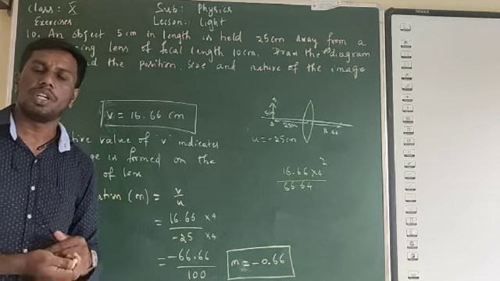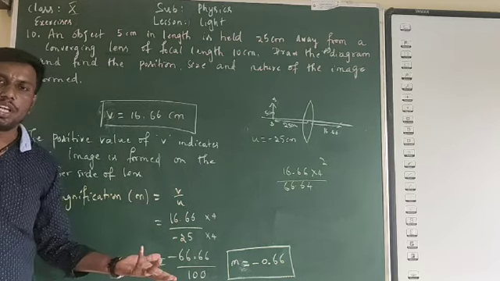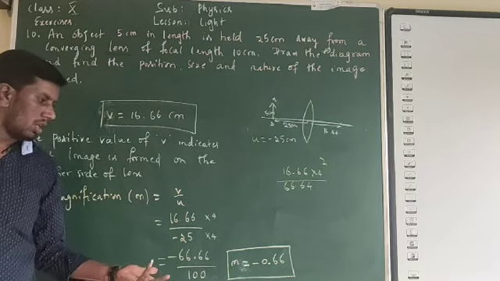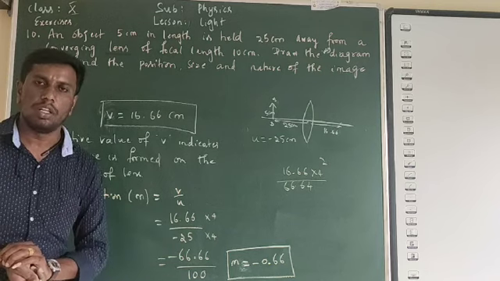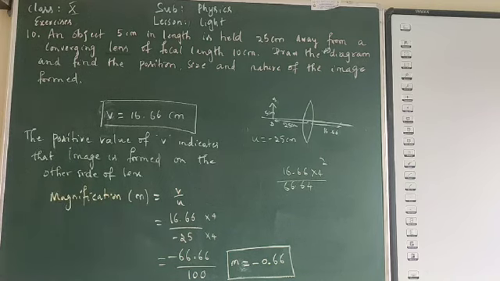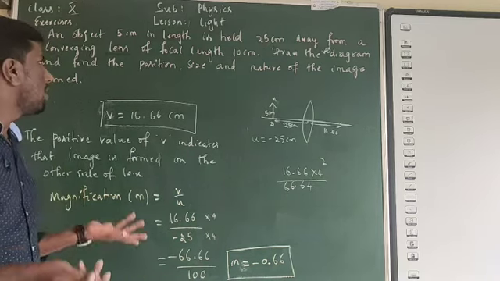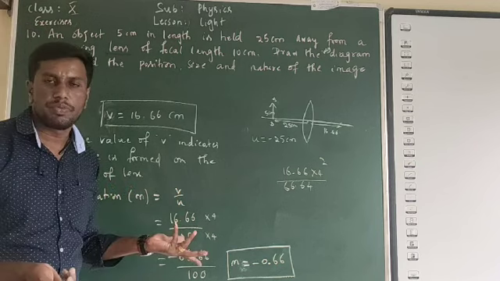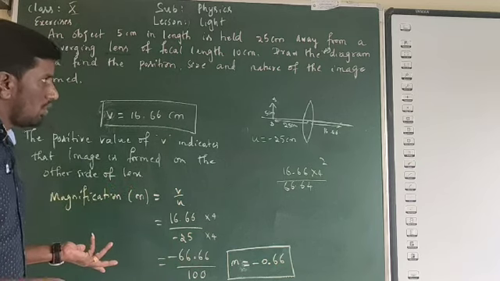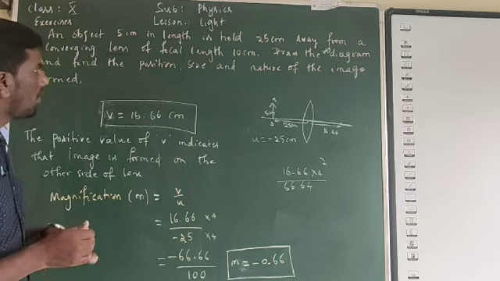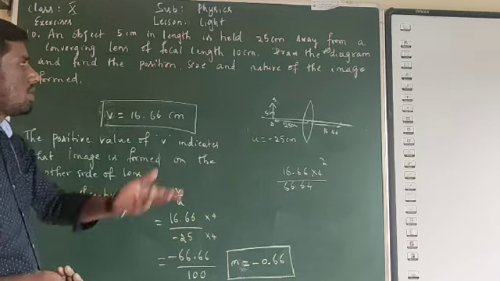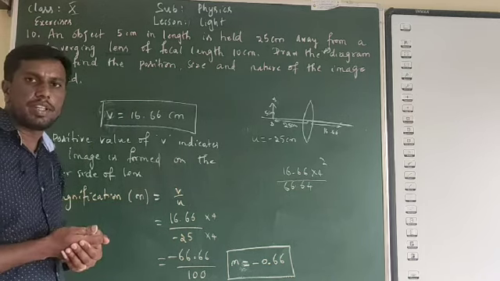A negative sign in the magnification indicates that the image is what? Real or virtual? Obviously the image is real. The negative sign in the magnification indicates that the image is real and formed behind the mirror. So what is the position, what is the nature, and what is the size? Apart from position, we have defined nature also. The only thing is we need to define the size also.